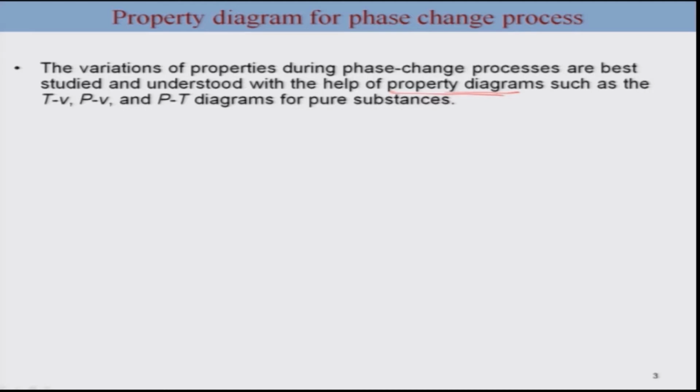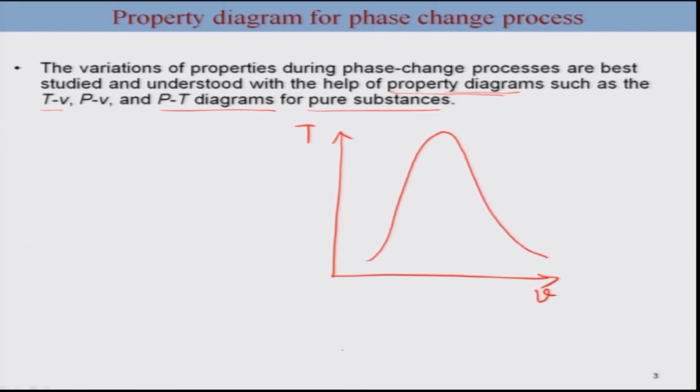There are many such property diagrams which you can illustrate using temperature-specific volume, pressure-specific volume, and pressure-temperature diagrams for the case of pure substances. So we are going to just take the example of pure substances. Okay, so how does the TV diagram look, for example? So I can draw it here. So this is your temperature and this is your specific volume. Okay, this is how it's going to look for a pure substance.